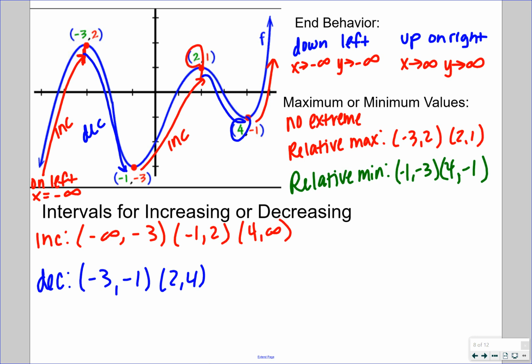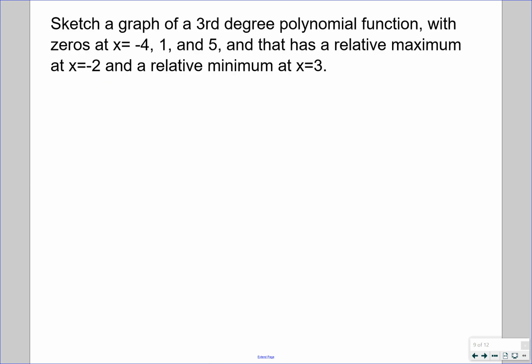Again, we've already done increasing and decreasing. We're just re-hitting it. All right, now we're going to sketch some graphs. This is our last thing. We are going to sketch a graph of a third-degree polynomial function, which lets me know that my ends are going opposite directions, one up, one down.